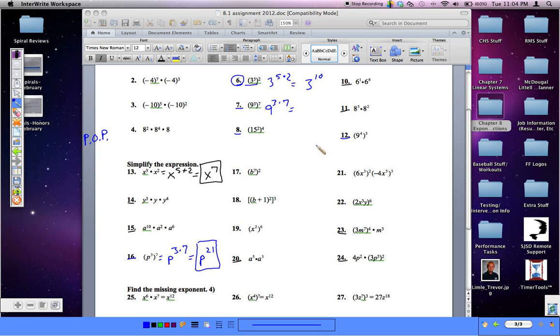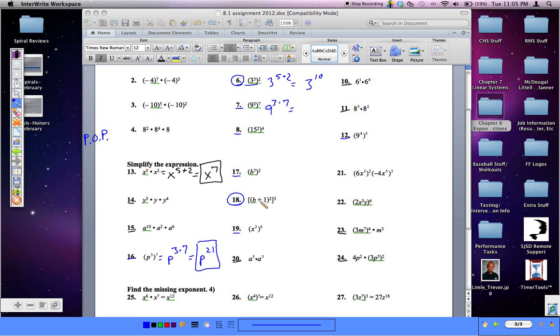Alright, so notice that's going to be the same on 17. 18 is a little bit special, and we'll come back to 18. 19 you should figure out. 21, 22, 23, and 24 kind of have a mix of them. So let's take a look at 18 first, since it's kind of a special situation.